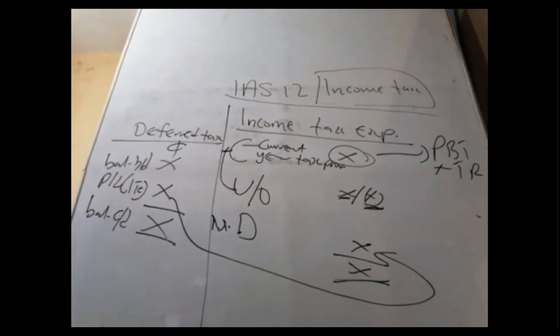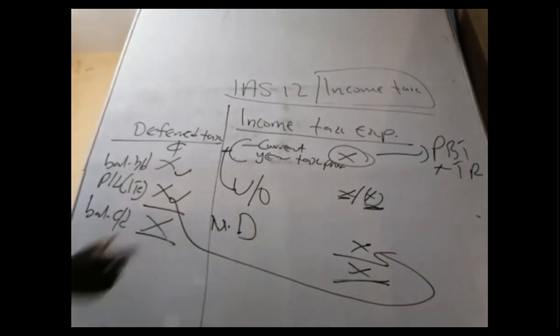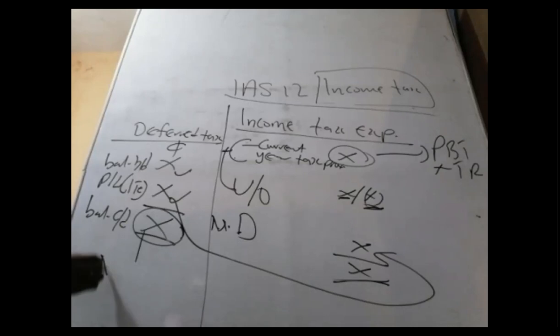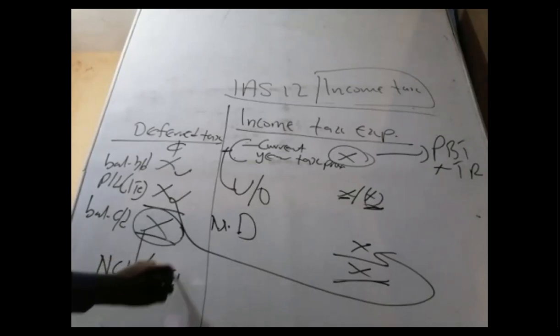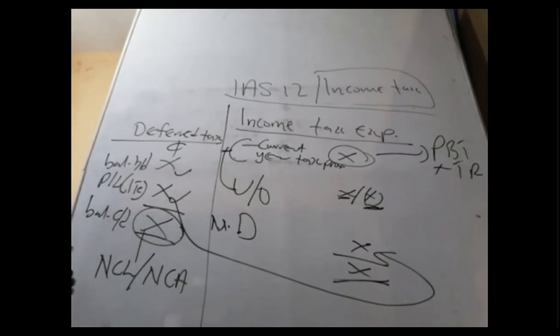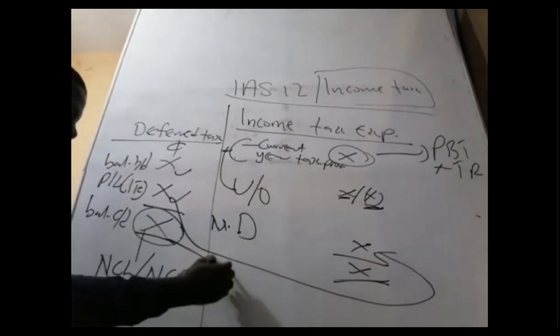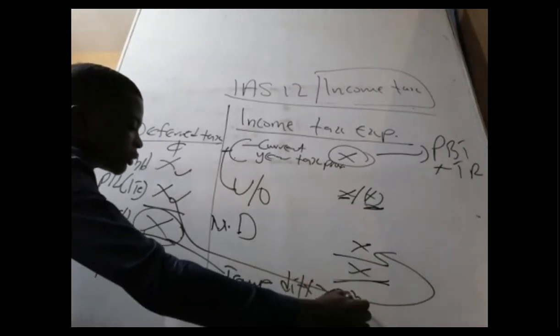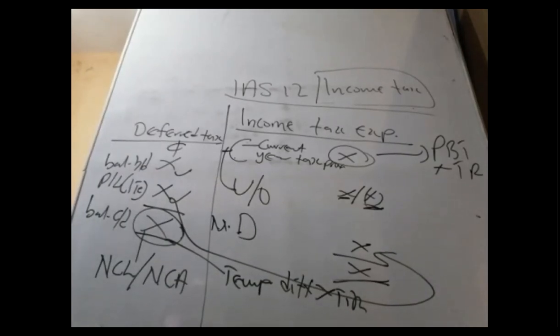Now, we know how to find this, the closing balance. This closing balance here can sometimes be a non-current liability or a non-current asset. We'll look at when it will be a non-current liability and when it will be a non-current asset. Now the closing balance is nothing but the temporary difference times the tax rate. So let's take note. Temporary difference times the tax rate. That is it.